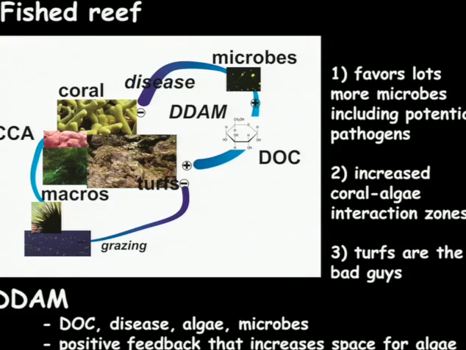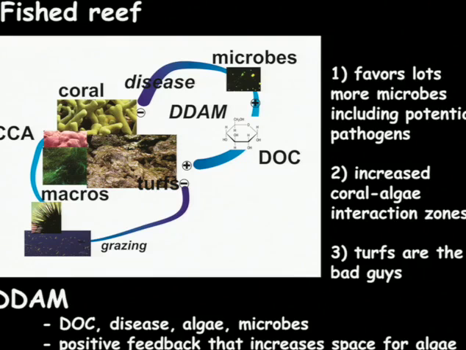If we go to the main thing that we do to a reef, which is overfish it, what happens is that you get in this positive feedback loop, which is bad, which can cause that really rapid decline. The corals start to lose to the turf algae in particular, who are feeding the bacteria dissolved organic matter directly, and that causes the microbes to grow, which causes disease on the corals, which creates more space for the turfs, and you get in this positive feedback. And we call this the DDAM cycle.